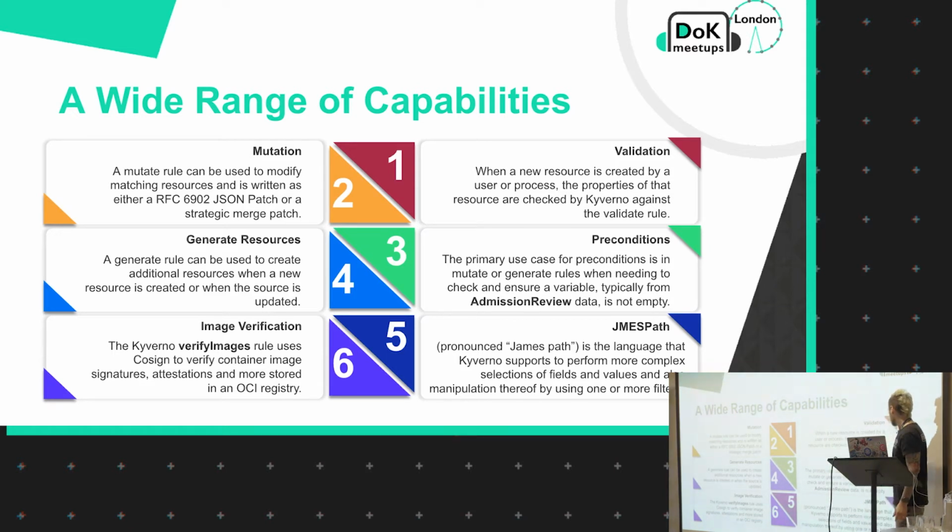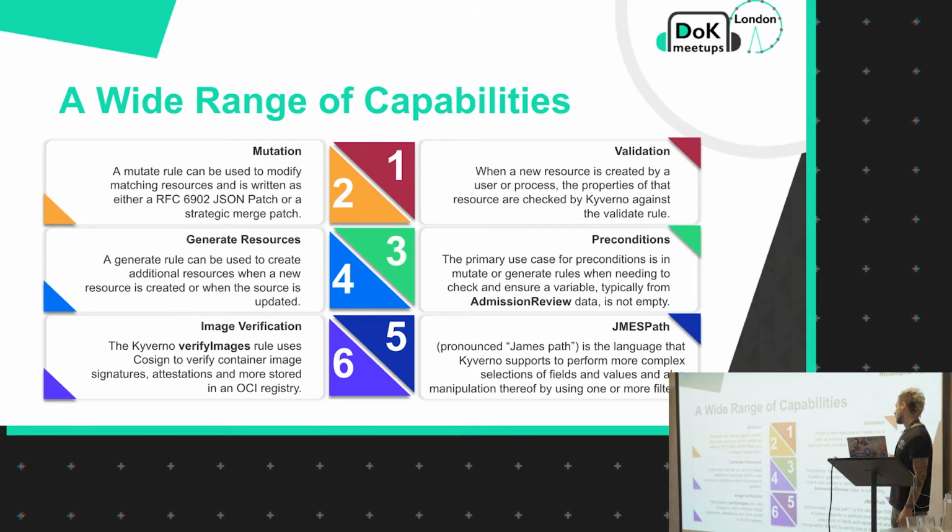So validation, mutation, you can also generate new resources on demand if you need to. Preconditions are nice because in terms of the admission review, it's what you do when you get the request from the webhook. You will have a payload. You can reuse some of the payload information to build variables within Kyverno and reuse those variables to create your policies. So it can be quite dynamic depending on the payload you get from the API server.